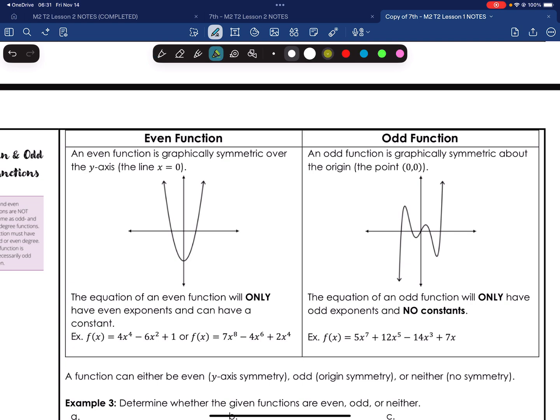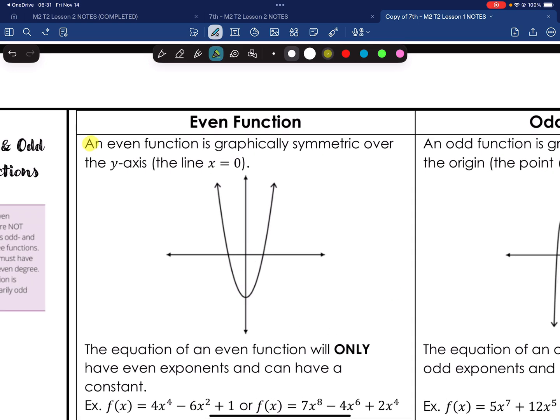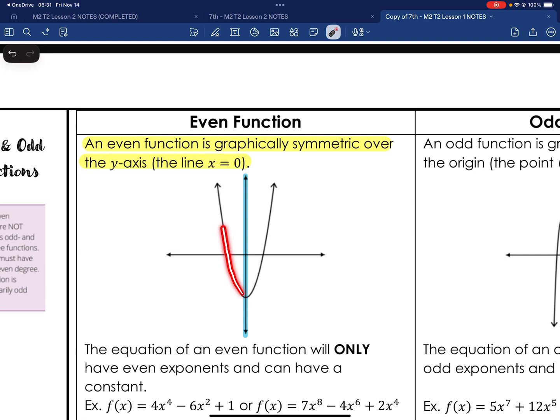An even function is something that is graphically symmetric over the y-axis. The y-axis is the line x equals 0. So what that means is if you were to fold it in half on the y-axis, everything on this left side right here is going to line up exactly with everything on this right side. It is perfectly symmetric.